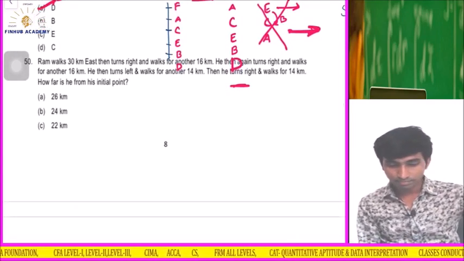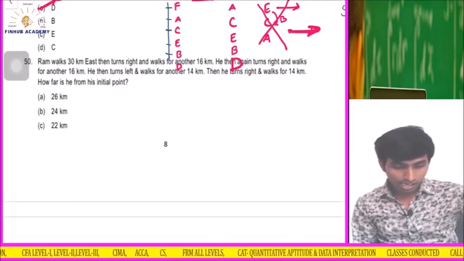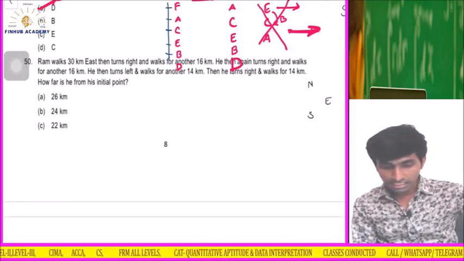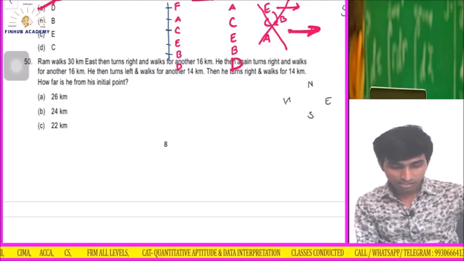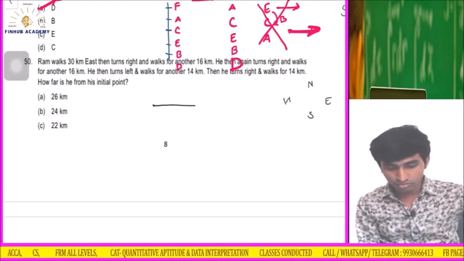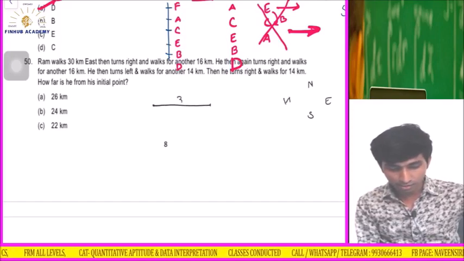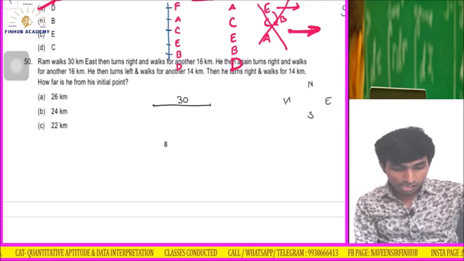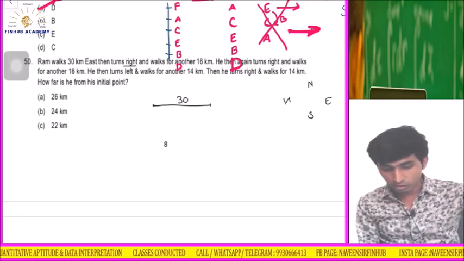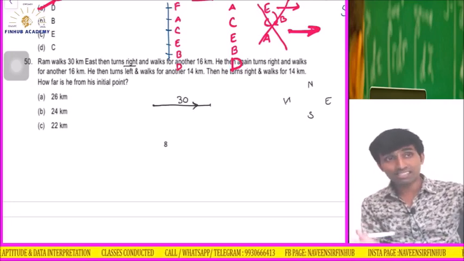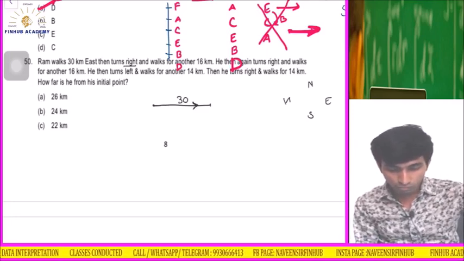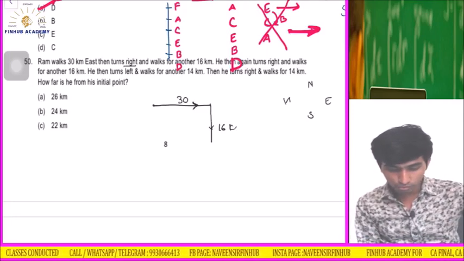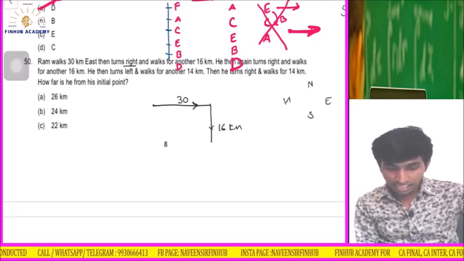Okay, let's check. Ram walks 30 kilometers east. While making this diagram, don't think that if this is 30 kilometers, anything above or below 30 is a problem; you should be able to manage. He turns right. If he's walking in this direction, the right side is down, so he turns right and walks another 16 kilometers. I will make it a bit smaller. This is 16 kilometers, down.